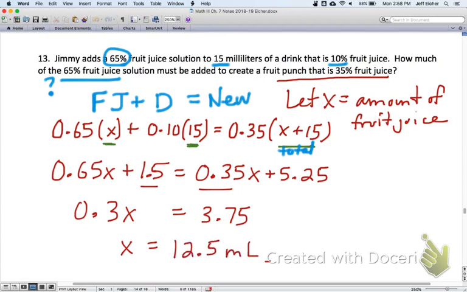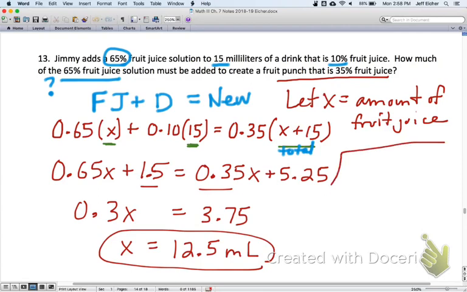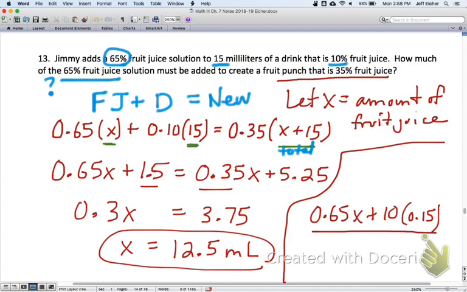This is the amount of milliliters that's in the original juice that Jimmy has, that you would need to add to the 10% to get to 35%. This wasn't explicitly a rational function, but you could have written the equation as 0.65x plus 10 times 0.15. That would be an expression for how much juice there is. And if you divide by your total amount of juice that you have, then you want it to be 35%. Sorry, I ran out of space there.